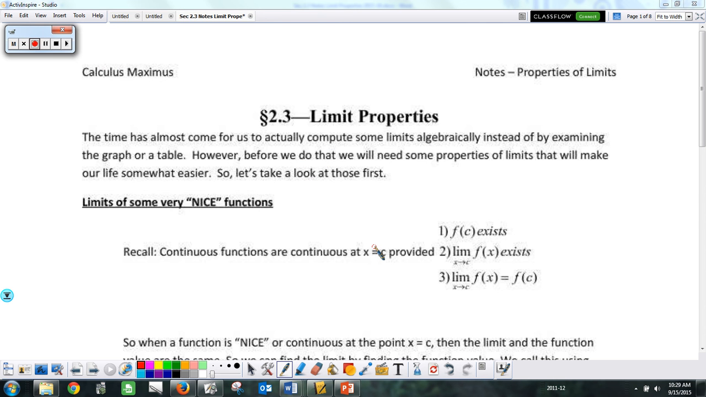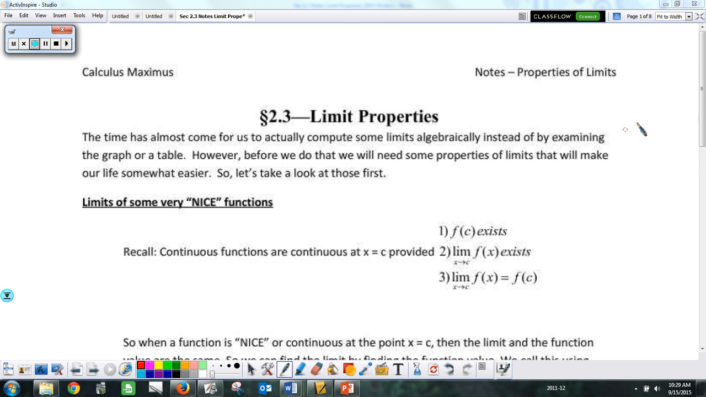All right, today's notes we're going to look at some limit properties, some ideas that we want to start leaning toward calculating limits algebraically. We've looked at them graphically, we've verbally described what a limit is and what we're talking about there, and we've looked at it numerically by looking at the table either on the calculator or by creating a table ourselves.